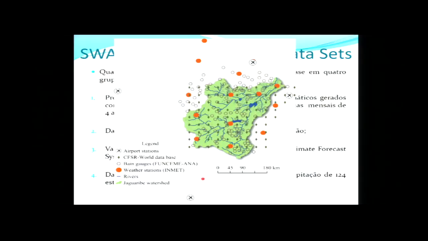So these are the four airport stations. There is one here and another here that we used for the weather generator. And then all those orange ones are the InMet weather stations. And then we had all the precipitation gauge stations here, these other ones.